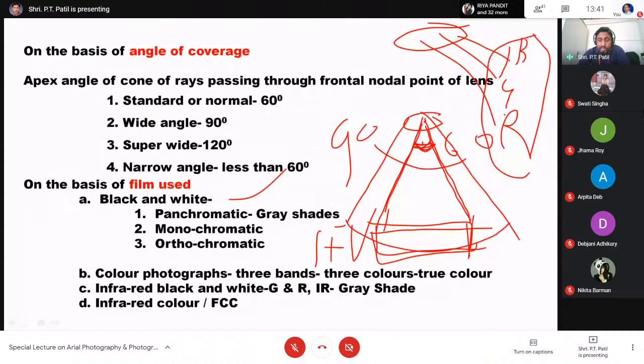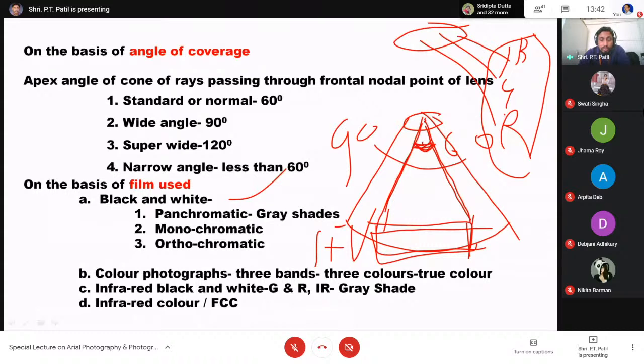Monochromatic means a single color band is used. The remaining two bands were filtered by the sensors, and with the help of a single color band, we prepare the image. That single color was represented with the help of grayscale. Then it is nothing but the monochromatic black and white aerial photograph. And orthochromatic means two bands were used to capture the photograph and one band was filtered. That is nothing but the orthochromatic aerial photograph.